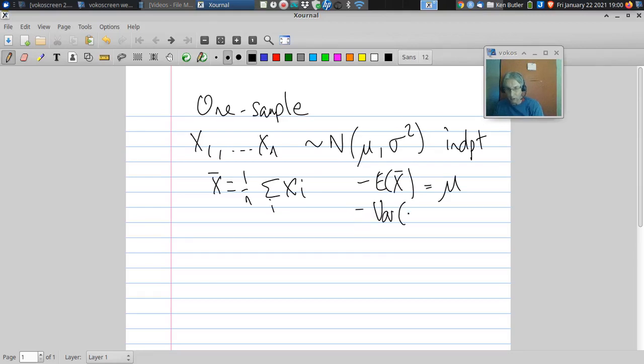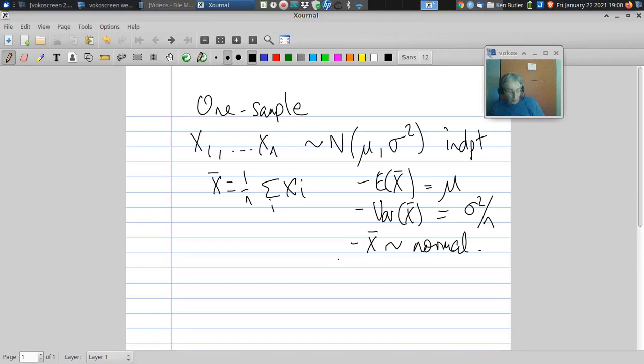Also, regardless of the normality, the variance of x bar is sigma squared over n. And this is where the independence comes in, because if you don't have independence, you don't have this nice result for the variance because it has covariances in it. And if the x's are normal, which is what we assumed, then x bar is normal as well. That's what makes this work, because x bar is a linear combination of the x's. So if the x's are normal, it's normal.